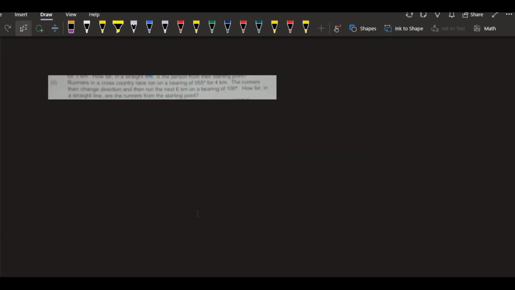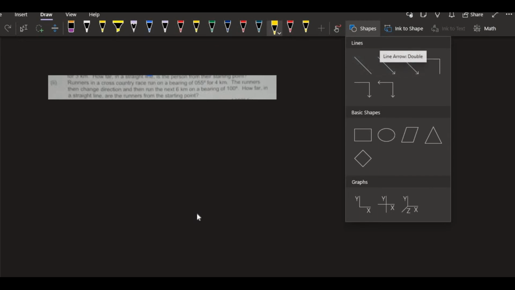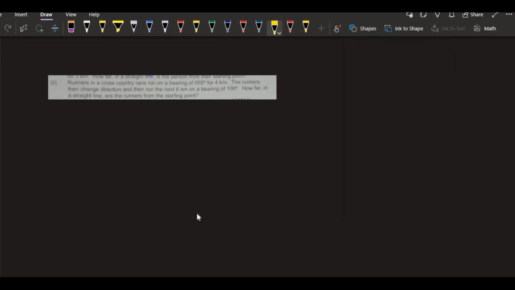The question tells us that the runners in a cross-country race run on a bearing of 055 degrees for 4 kilometers. So first of all, let's take a compass. This is called a compass. Not an exact compass, but north, east, west, south.